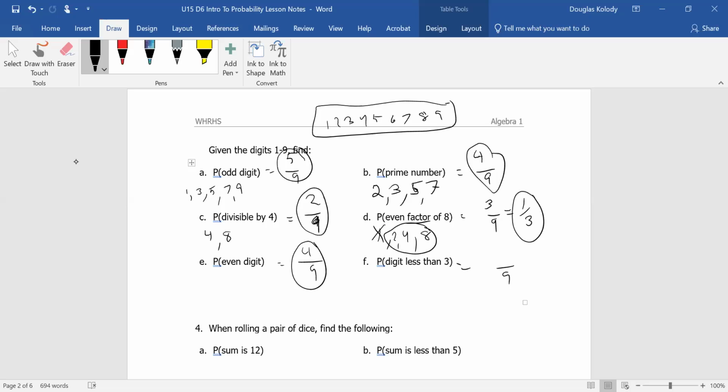A digit less than 3. Well, the other numbers less than 3 are 1 and 2. So that's 2 out of 9. And I'm done with that one right there.